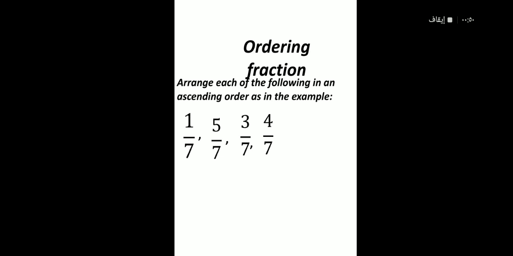We said before that if I have 2 fractions that have the same denominator, then the greatest fraction is the one which has the greater numerator, and the smallest fraction is the one which has the smaller numerator. Then the smallest fraction is 1 over 7. After 1 over 7, 3 over 7. After 3 over 7, 4 over 7. After 4 over 7, 5 over 7.